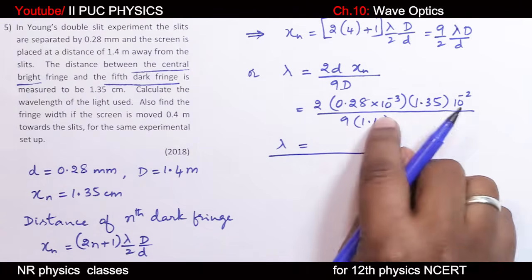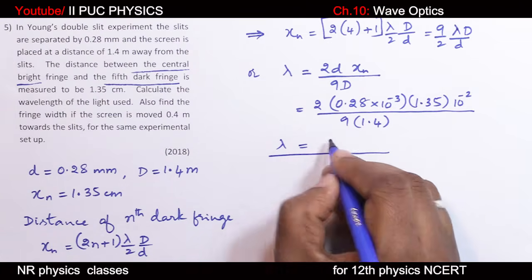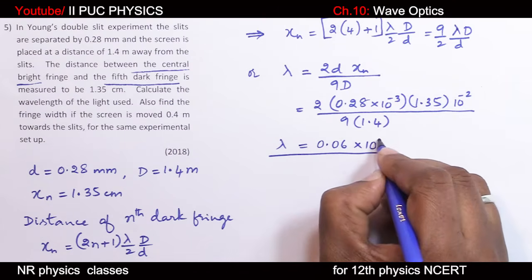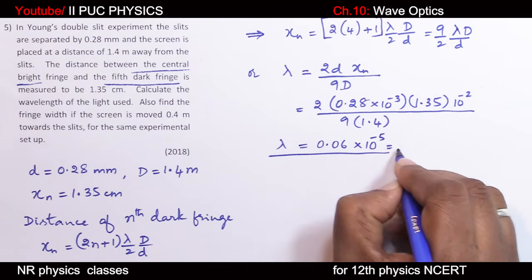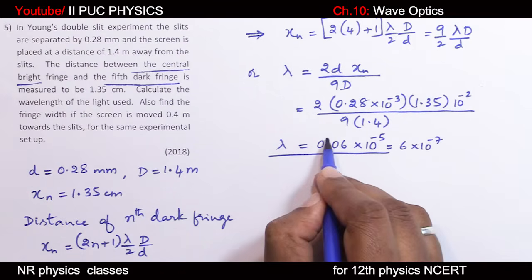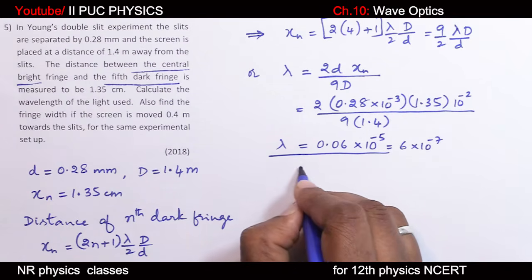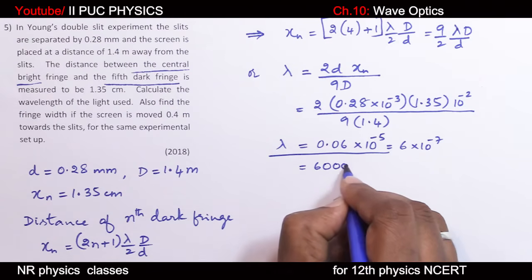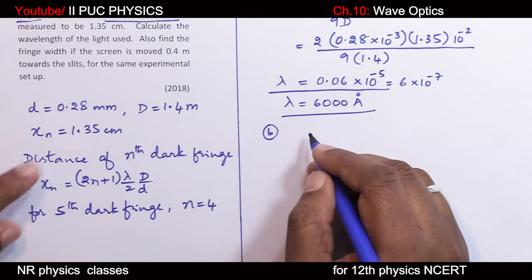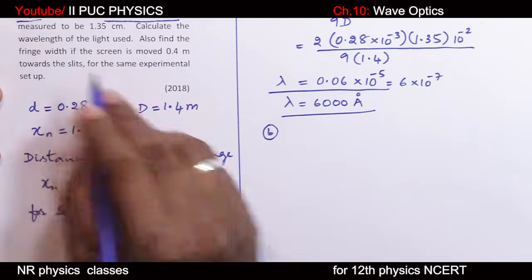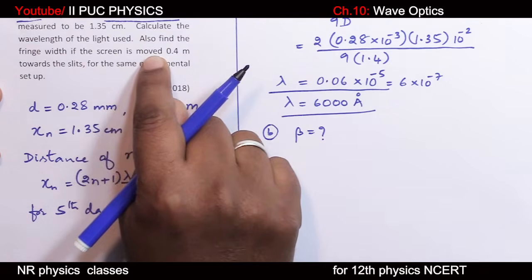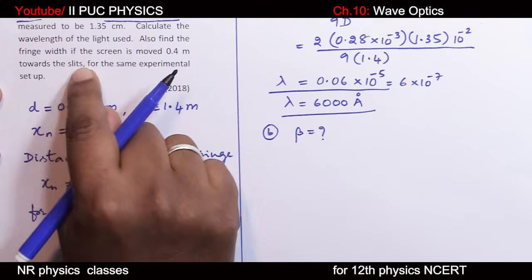So simplify and take care of the powers. It turns out to be 0.06 × 10^-5, or 6 × 10^-7. Shift the decimal point, or it is 6000 angstrom. Next, also find the fringe width beta if the screen is moved 0.4 meter towards the slit.